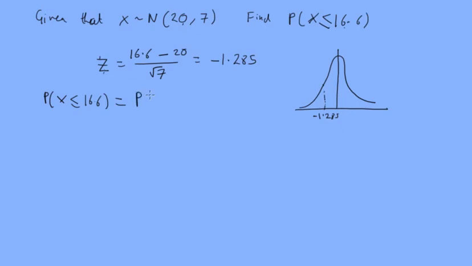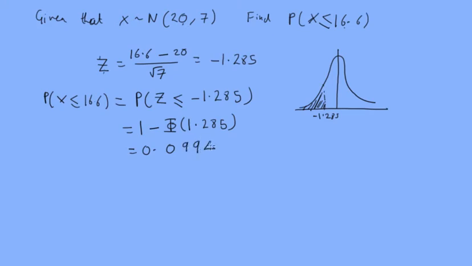And we want the probability that for x less than or equal to 16.6, and we've found that that's going to be the same as the probability that z is less than or equal to minus 1.285. So it's going to be this value here. Now we know from our last lesson that that is the same as saying 1 minus the phi function for the value of positive 1.287, which will give us 0.0994.